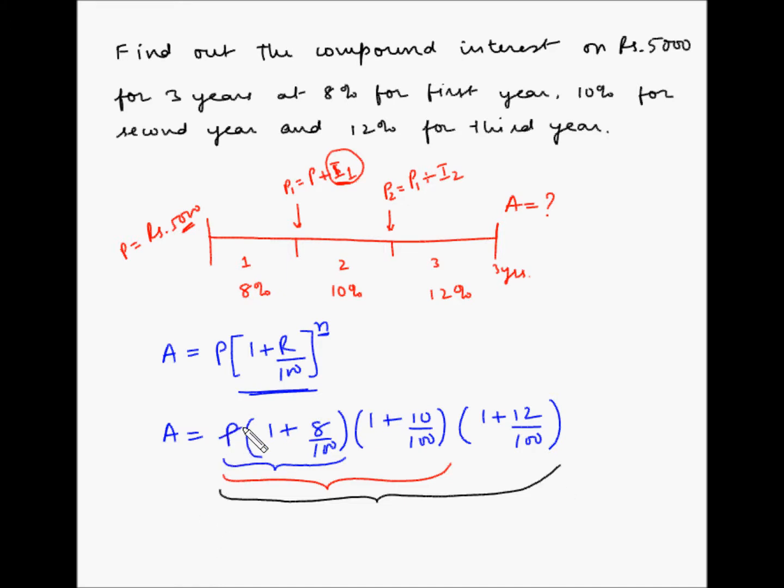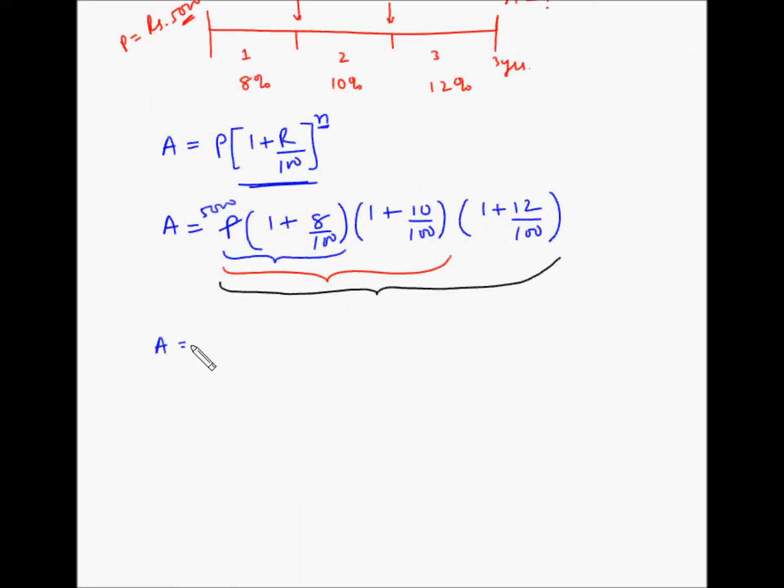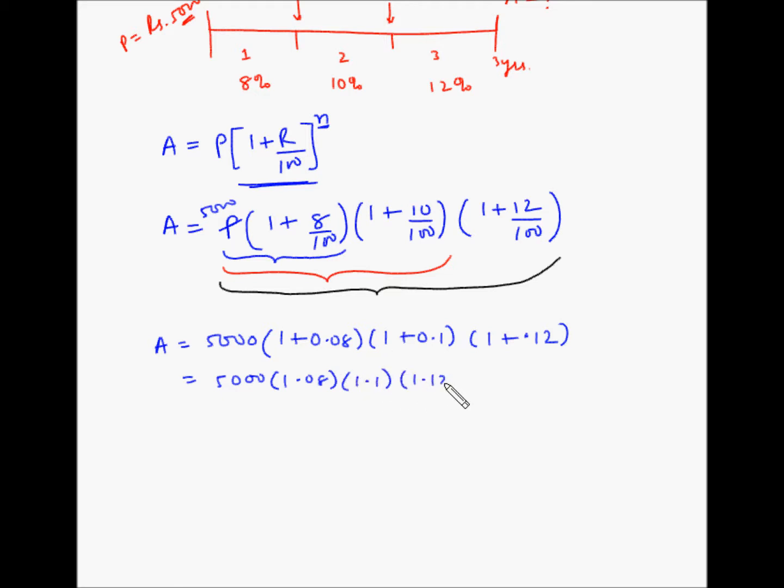So let us replace this P with 5,000. So A is equal to 5,000 multiplied by 1 plus 0.08, multiplied by 1 plus 0.1, multiplied by 1 plus 0.12. So this is equal to 5,000 multiplied by 1.08, 1.1, 1.12. So let me pull my calculator here.